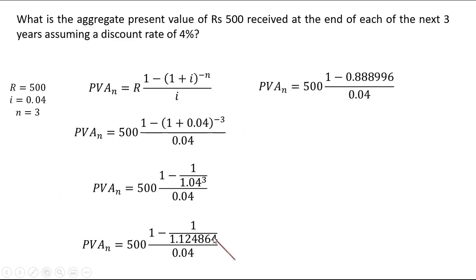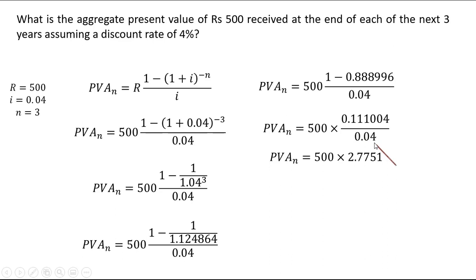We take the reciprocal, we get 0.888996. We subtract it from 1, we get 0.111. We divide it by 0.04 to get 2.7751. We multiply it with 500 to get 1387.55. Which means if I'm going to get a loan of 1387 approximately, I'll be repaying 500 rupees for the next 3 years. So I'm going to repay 1500 rupees. But the value of the loan as of today is only 1387.